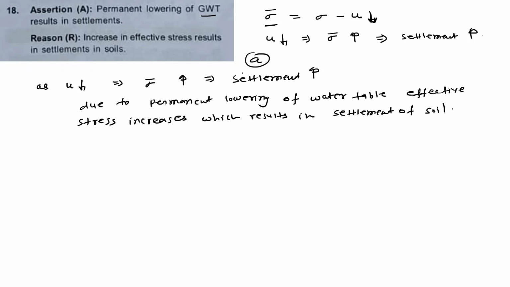Now question number 19. The following data were obtained when a sample of medium sand was tested in a constant head permeameter. Cross section area of sample is 100 centimeter square. Hydraulic gradient is 10, and discharge collected is 10 cc per second. The coefficient of permeability of sand is?